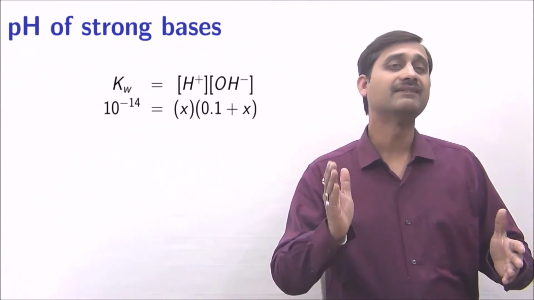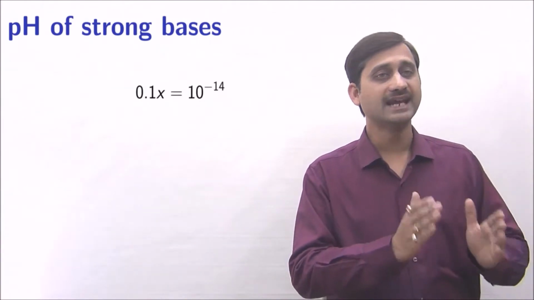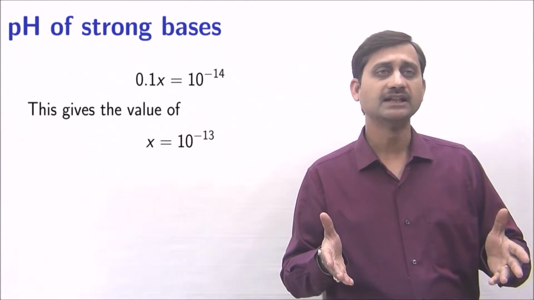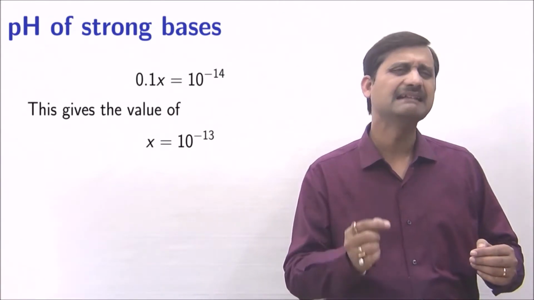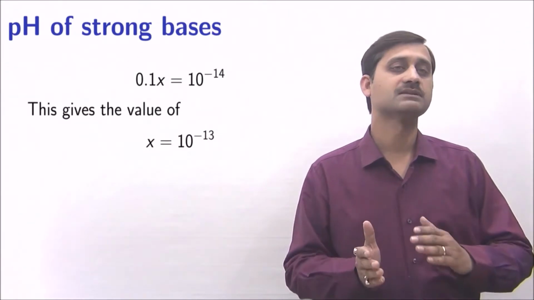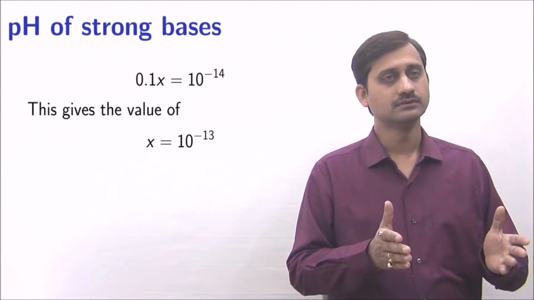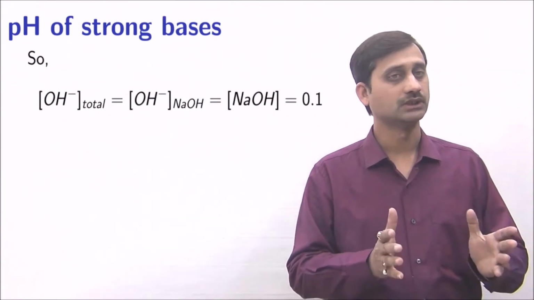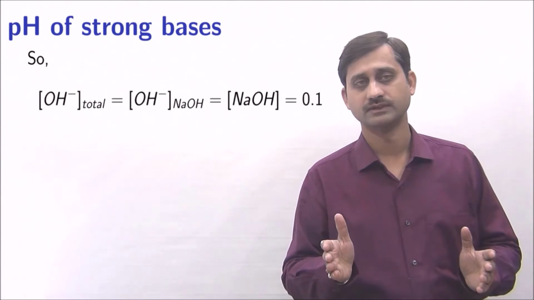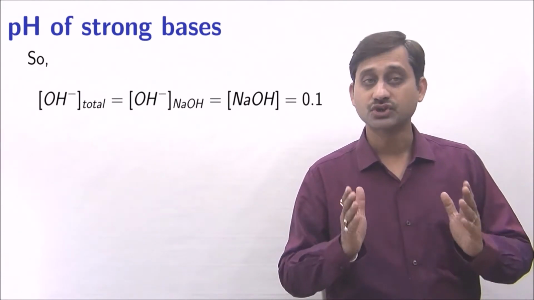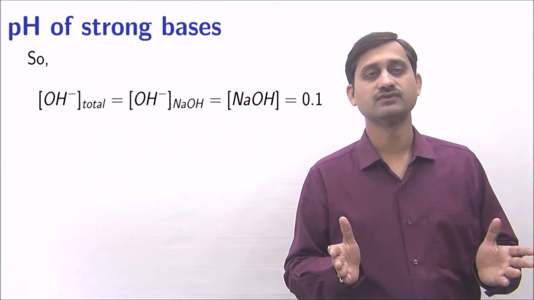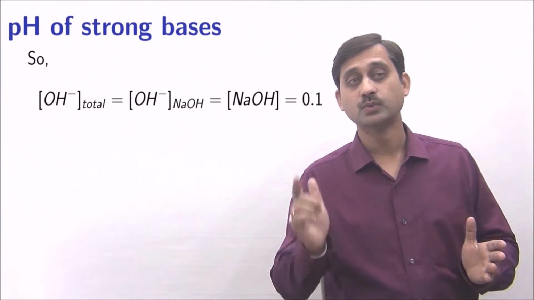Again, neglecting the value of X, we get 0.1x is equal to 10 raised to the power minus 14. This calculation simply tells us that the value of X is actually slightly less than 10 raised to the power minus 13. It justifies that X must be neglected. So the concentration of OH minus total will be equal to the concentration of OH minus that we get from only sodium hydroxide. Sodium hydroxide is a strong monoacidic base. So this becomes equal to the concentration of sodium hydroxide, that is 0.1 molar.